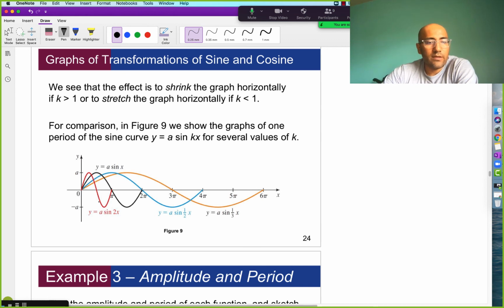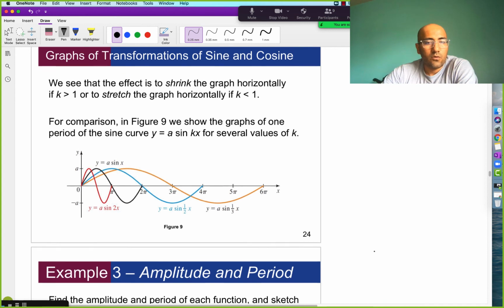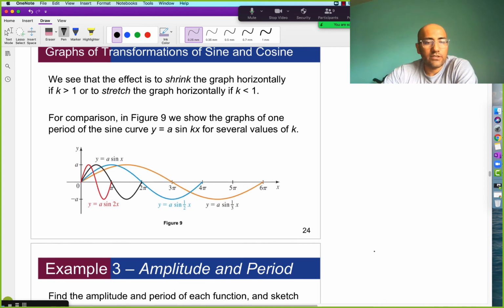Here we have the red one, which is sine 2x, so it completes the period in half the time. Then we've got regular sine, which completes the period in 2 pi. And then this other one that stretches out, this blue one, which is sine of 1/2 x, takes twice as long. And this one takes 3 times as long. Good. Horizontal compression or horizontal stretching.